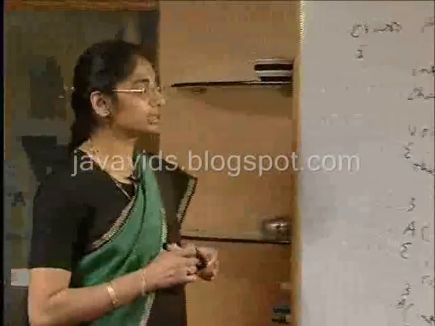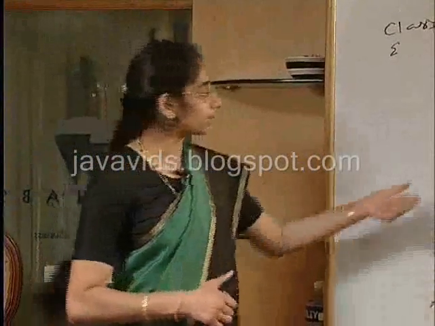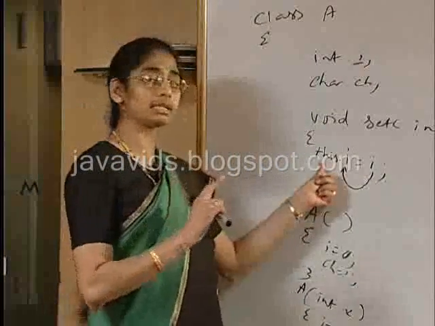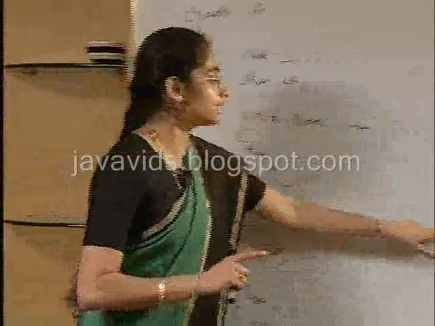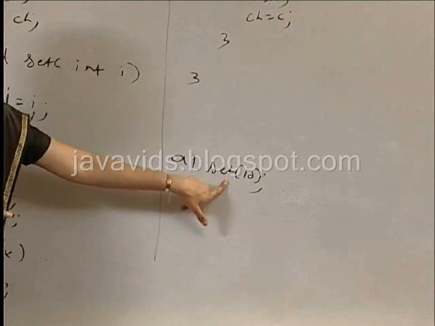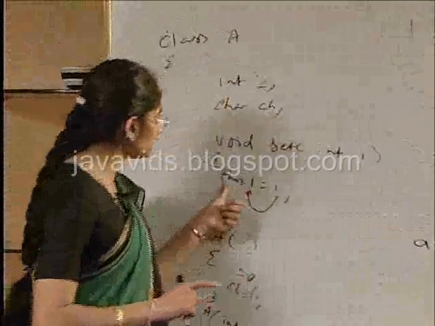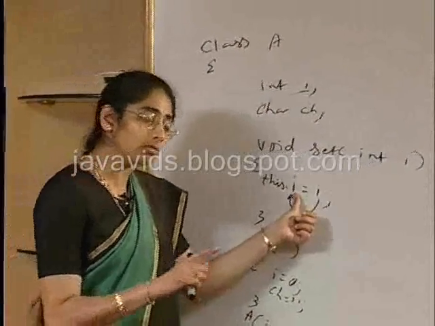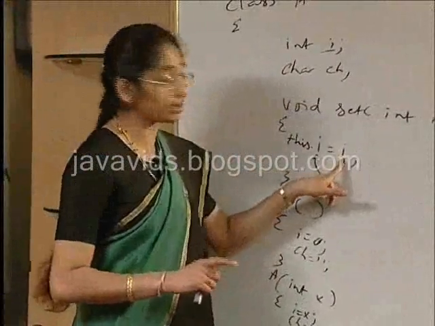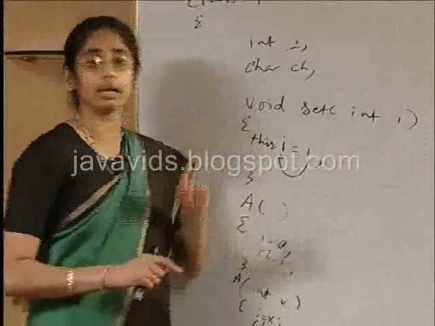So you need to say this dot I is equal to I, and the this reference always holds the reference to the current object variable which was used to invoke the method. So in this case, this reference is referring to A1. So when you say this dot I, you are now referring to A1's I variable whose value is being equated with the local variable I.